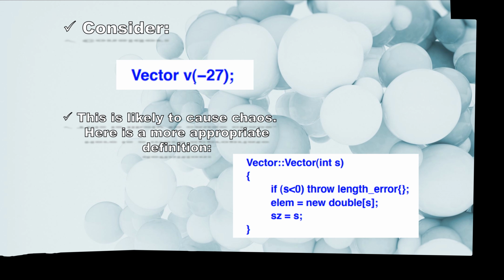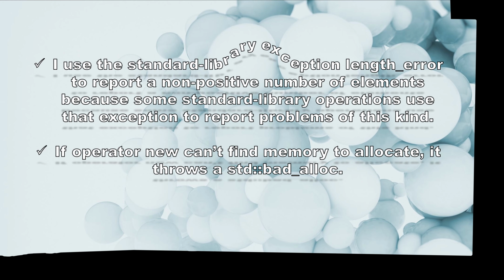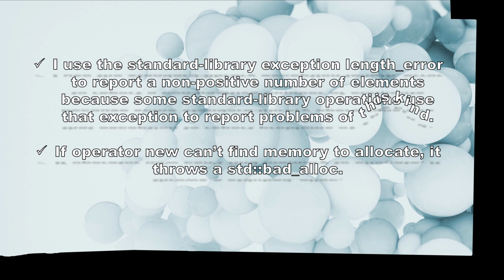Vector::vector(int s) { if (s < 0) throw length_error(); elem = new double[s]; sz = s; } I use the standard library exception length_error to report a non-positive number of elements because some standard library operations use that exception to report problems of this kind. If operator new can't find memory to allocate, it throws a std::bad_alloc.